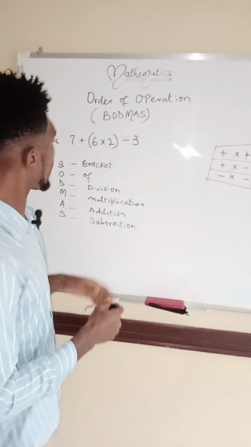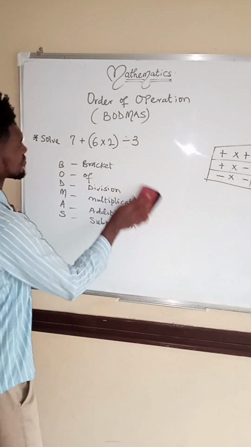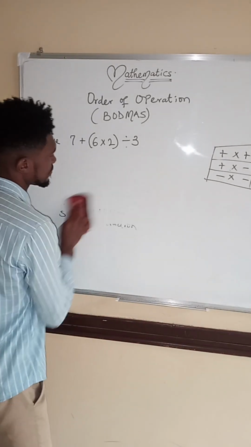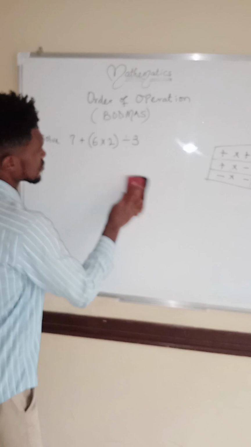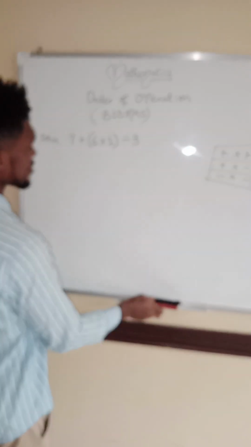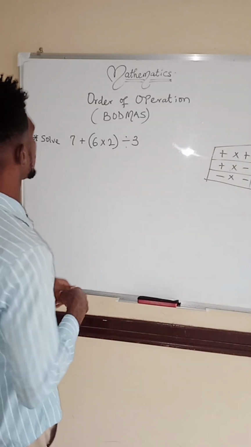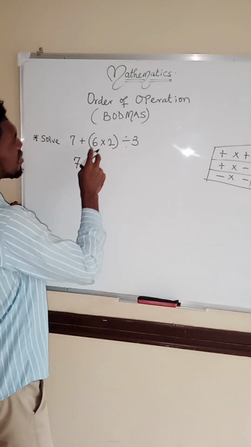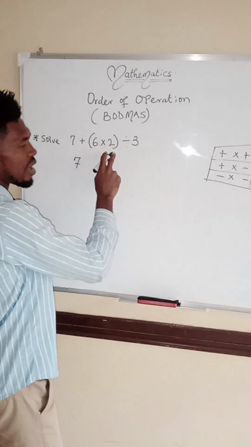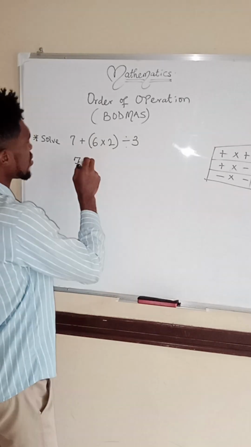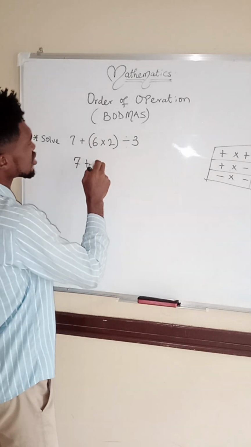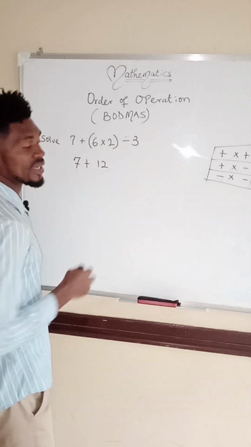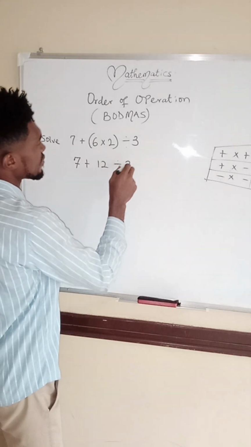Okay? So let's solve this. We have 7 plus this divided by this. So what we do is we write 7. Remember, we treat the bracket first. So we have 7 plus 6 times 2 is 12. So I've removed the bracket, divided by 3.